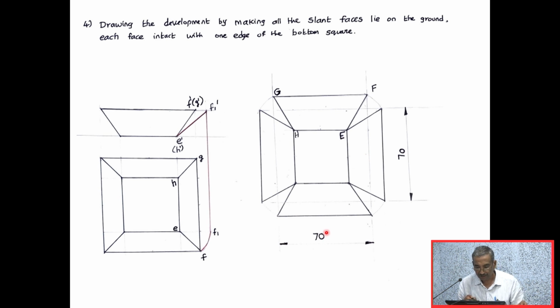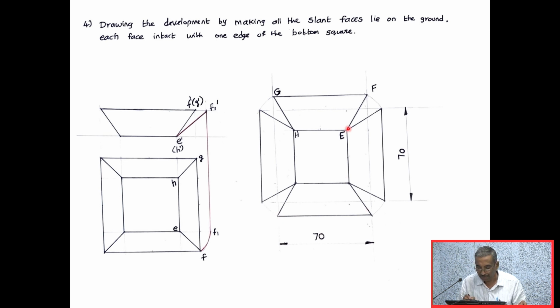Then I have taken the true length E dash F1 dash as radius, H as center. I am cutting the vertical line at the top here as well as at the bottom here. Likewise, with the true length of the slant edge, E dash F1 dash as radius, E as center, I am cutting the vertical line here as well. Now if you join, I will be getting one slant face, and the second slant face.